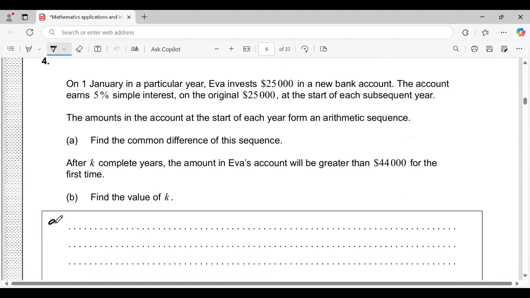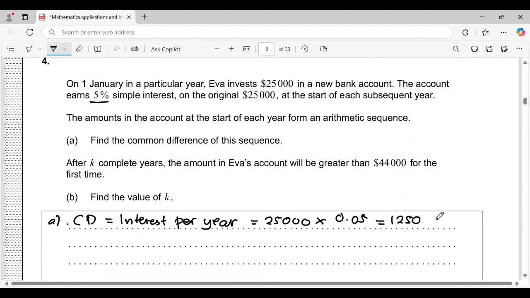So the common difference we can determine through interest per year, or 25,000 times the interest 0.05, and it is $1,250. So this is the common difference, or D.